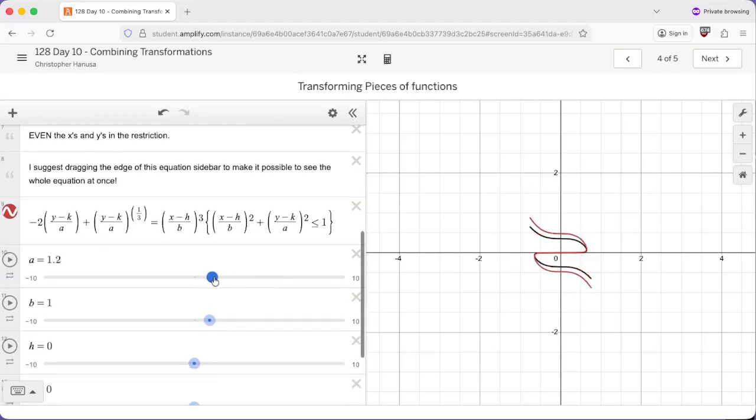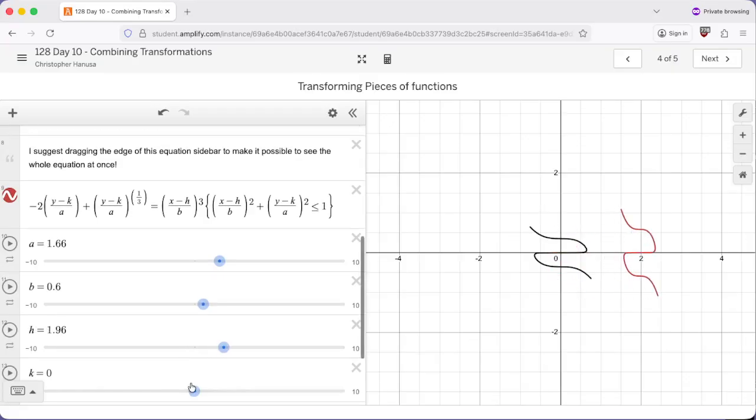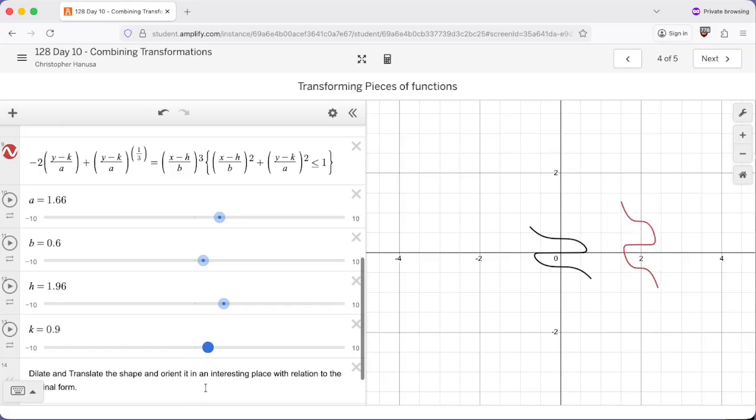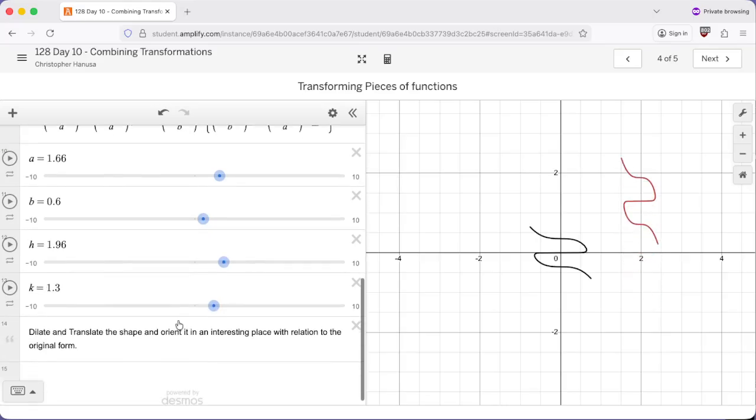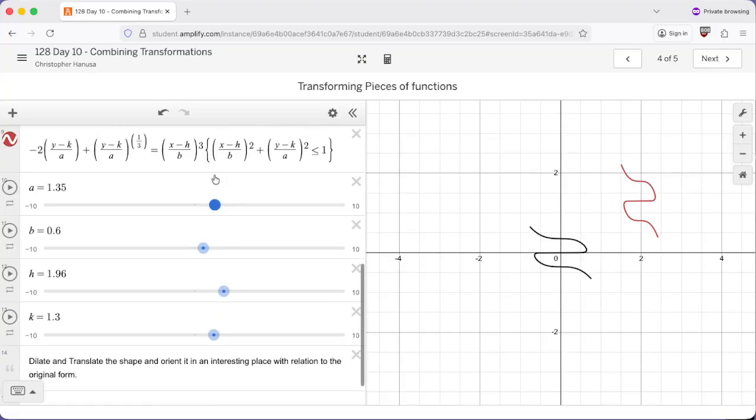And now I can take my shape and stretch it or compress it, and I can move it up and down. And so I've taken that shape, and then maybe I want to have it in an interesting position compared to the other one. So maybe I want to do a reflection like this. Let's stretch it a little bit. Let's keep it the same size.